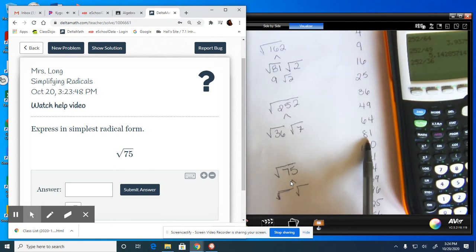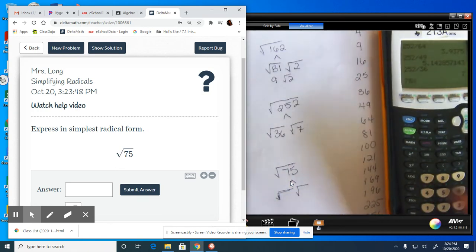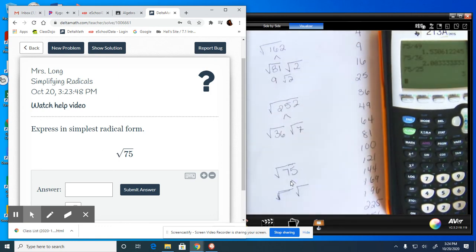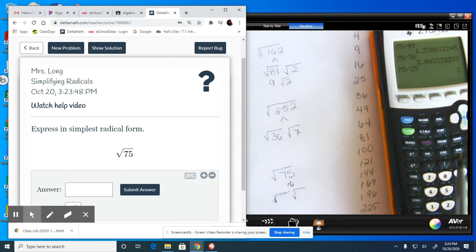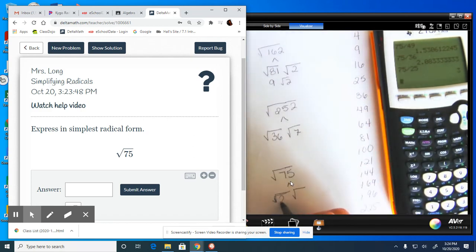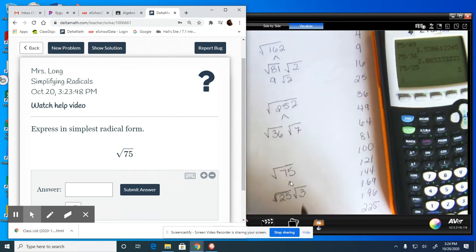So can't use 81, that's too big, so 64 would be the first one. 75 divided by 64, 75 divided by 49, working my way up, or I should say down, 75 divided by 36, 75 divided by 25, and ding, ding, ding, we have a winner. 25 and 3. Perfect square goes first, and then the factor pair goes with it. So now I have 25 and 3, but this is not guided over here. So they want your final answer.